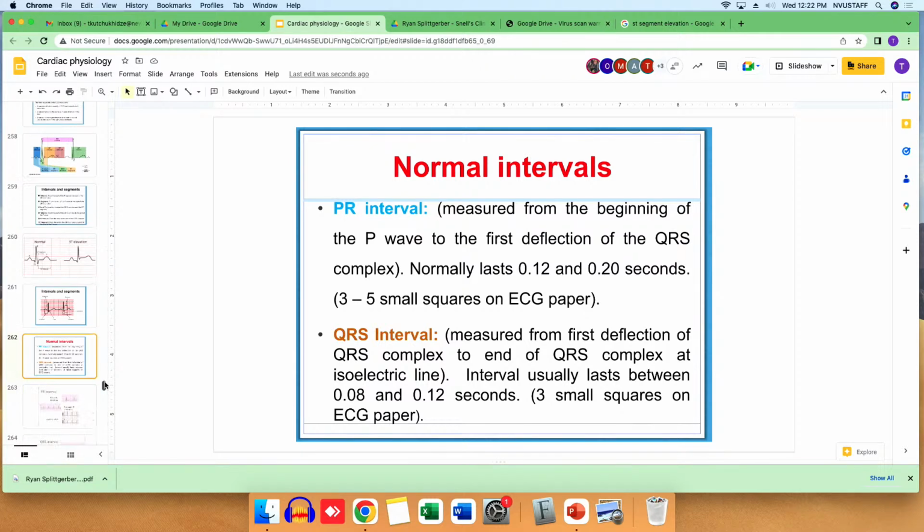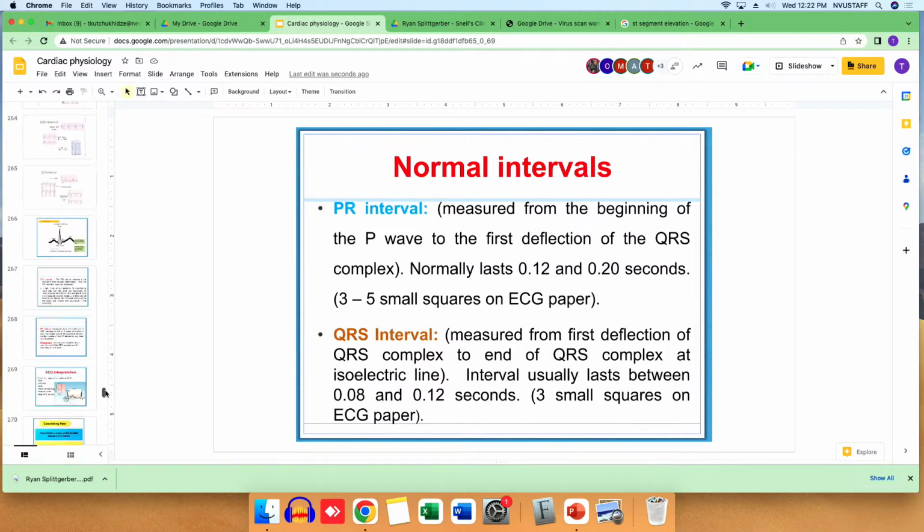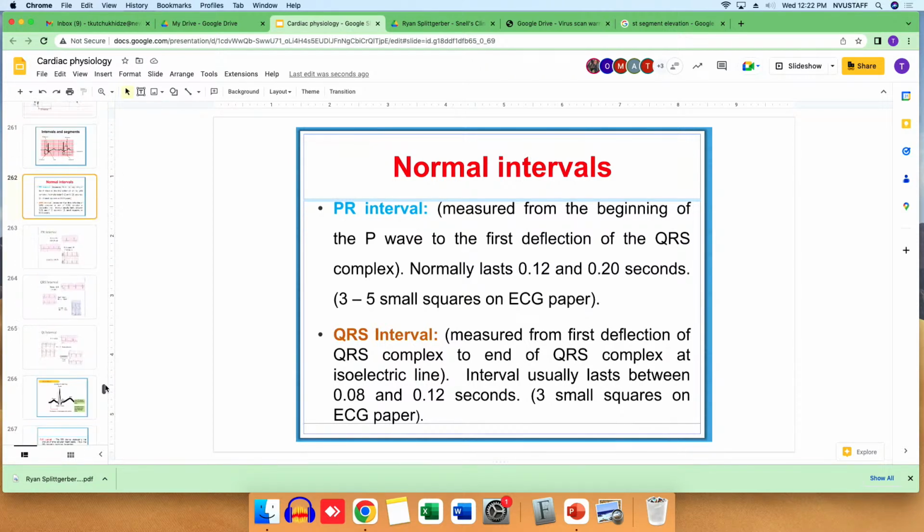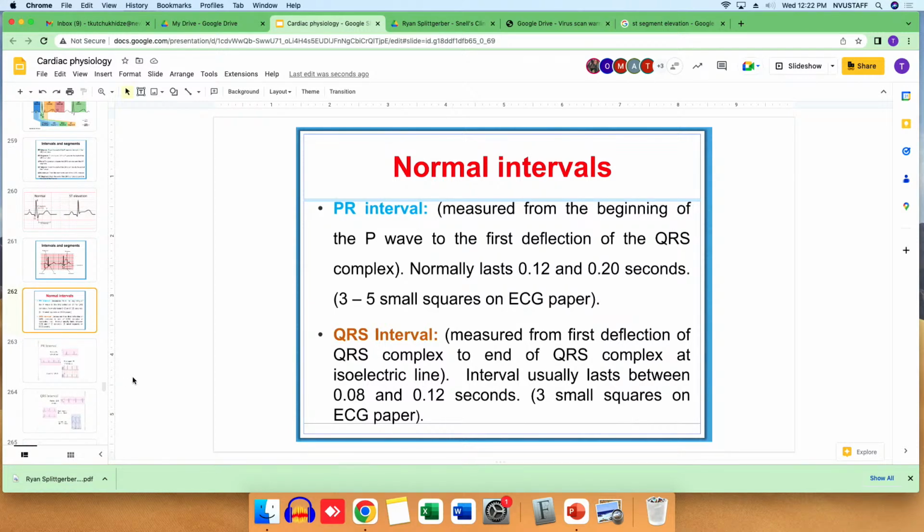Now let's talk about the duration of these segments and etc. So when we're having a PR interval, it is measured, as we mentioned, from the beginning of the P wave till the first deflection of the QRS complex, right? And it normally lasts around 0.12 till 0.20 seconds, and it is around 3 to 5 small squares on the ECG paper.